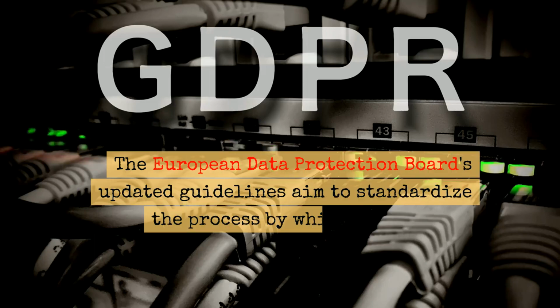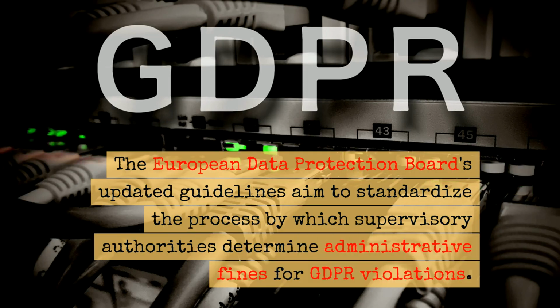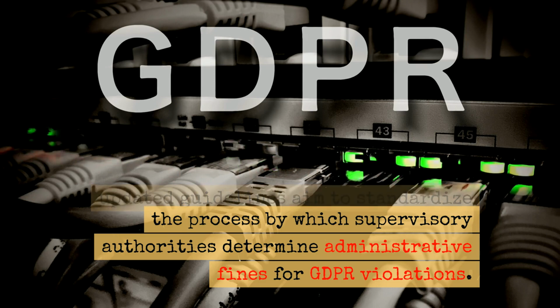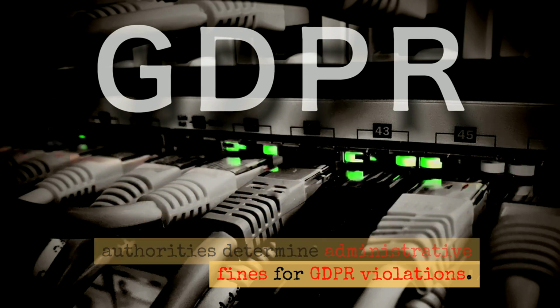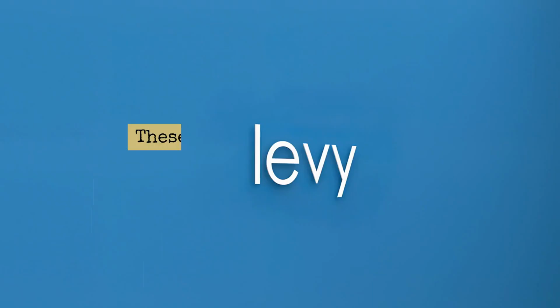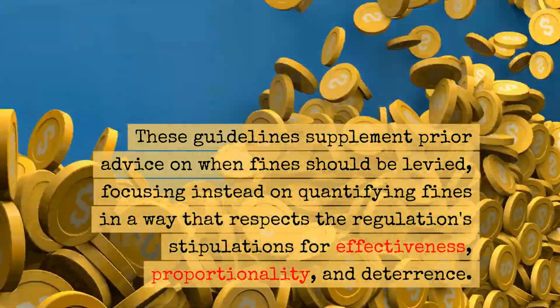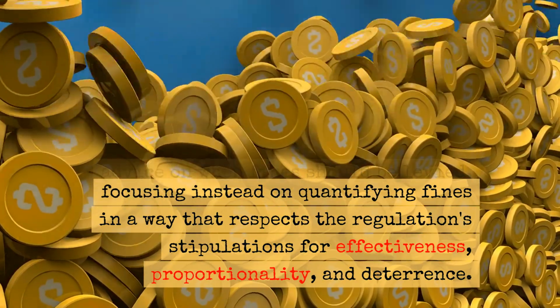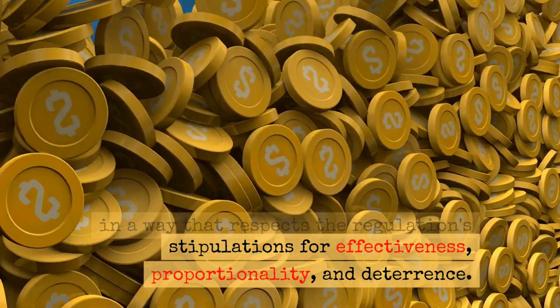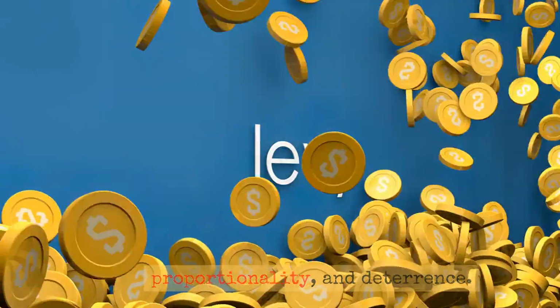The European Data Protection Board's updated guidelines aim to standardize the process by which supervisory authorities determine administrative fines for GDPR violations. These guidelines supplement prior advice on when fines should be levied, focusing instead on quantifying fines in a way that respects the regulation's stipulations for effectiveness, proportionality, and deterrence.